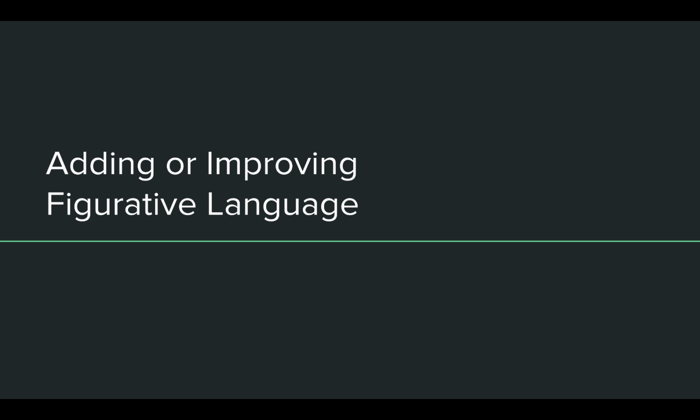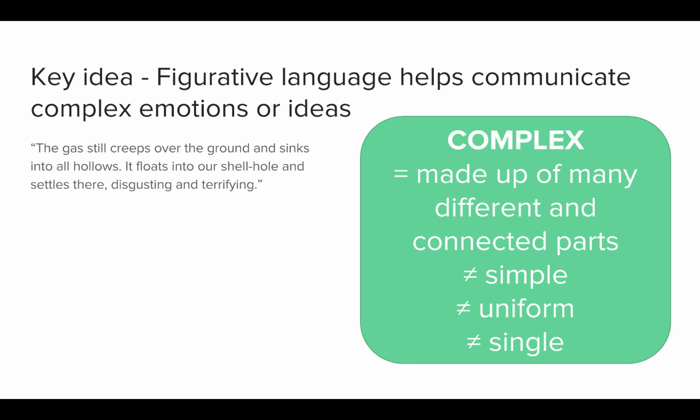In this workshop, we're going to focus on how to add or improve the figurative language that you have in your draft. Here's the key idea. Figurative language helps communicate complex emotions or ideas. Complex means that it's made up of many different but connected parts. It's the opposite of simple or uniform or single. This is why an author uses figurative language.